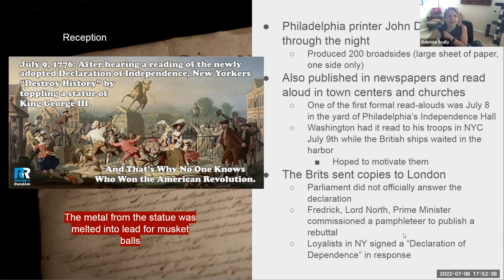In fact, after hearing the reading of the Declaration of Independence on July 9th, they tear down a statue of King George III, and they melt the lead from the statue into musket balls, which they use to fire on the British troops. So there you have it, right there.